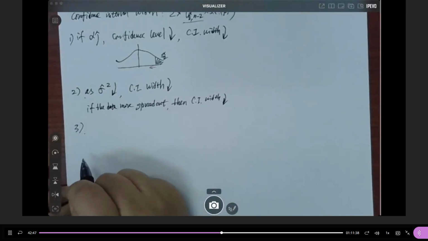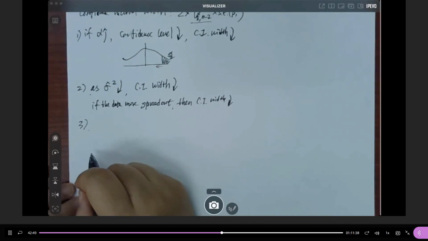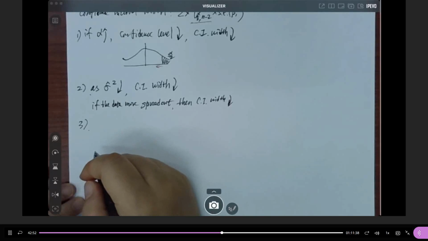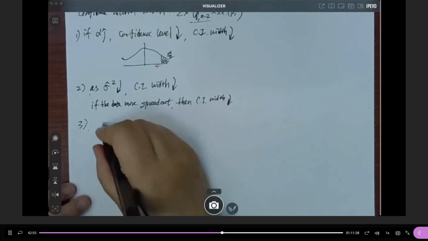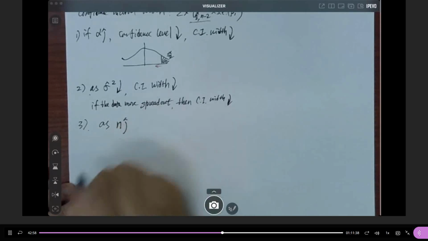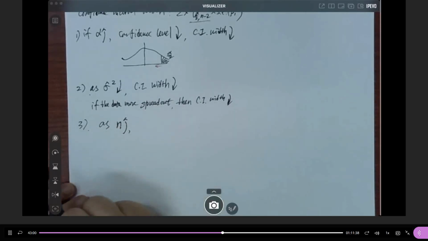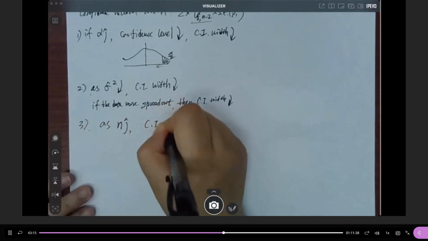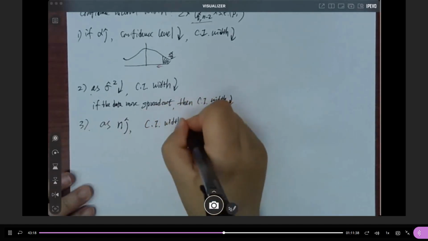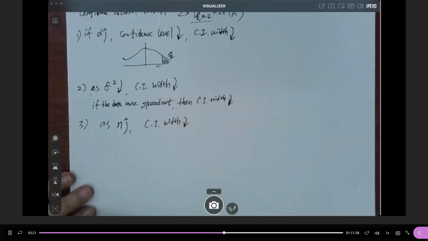Also, if it's possible, you can collect more data points, but it costs money because the sample size is proportional to the cost to collect the data. So as the data point count n increases, what will happen here? The confidence interval width will decrease. When you have more data, in stat class, usually having more data points is a good thing. I cannot say 100%, but usually it's a good thing.